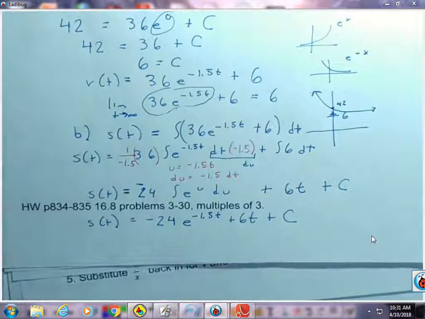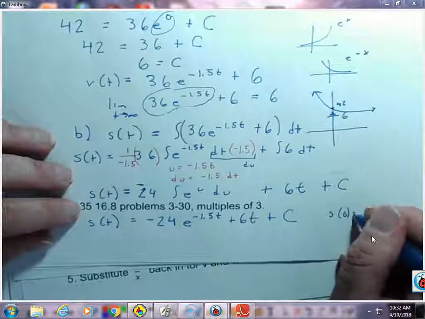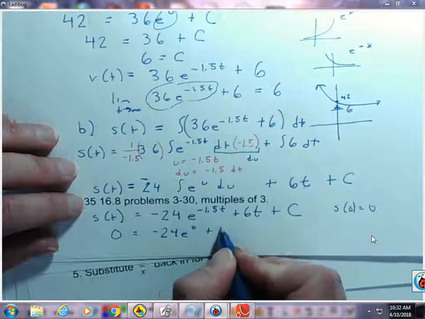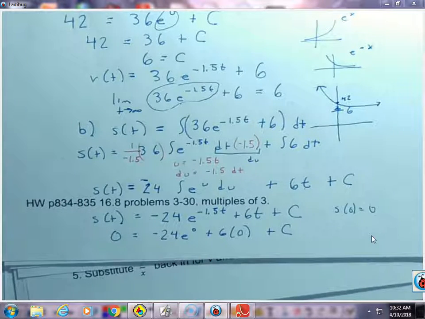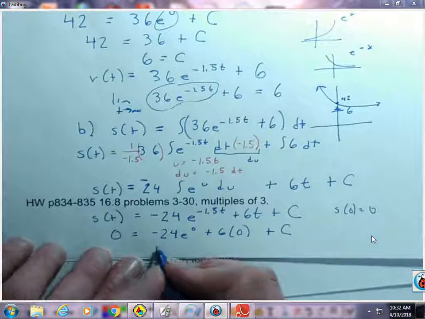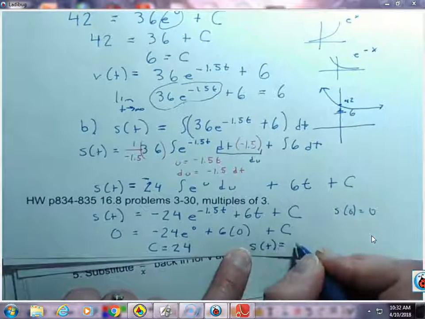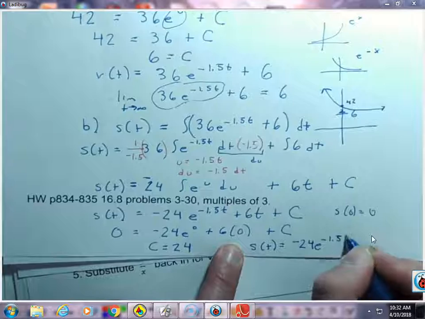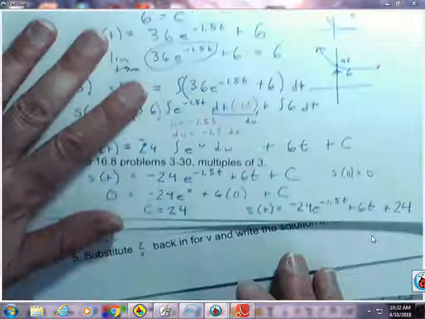One more thing to do. Find c, s of 0 is 0. So 0 equals negative 24 e to the 0 plus 6 times 0 plus c. E to the 0 is just 1. What's c going to come out to be? Yes, 24. So the final thing is this, with a 24. And that is it.